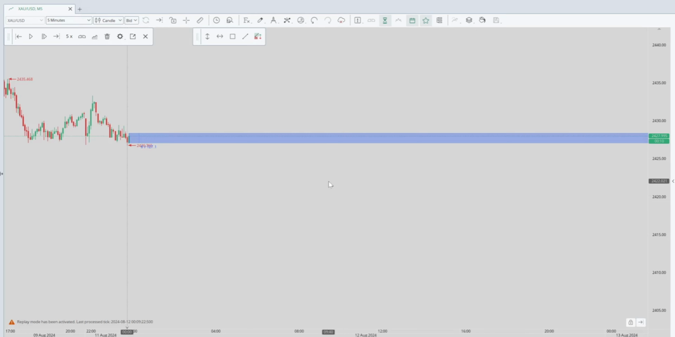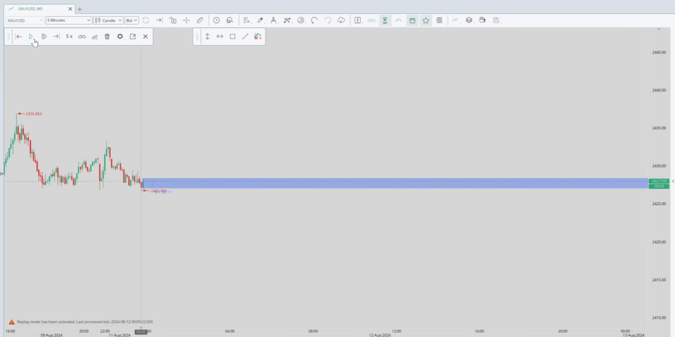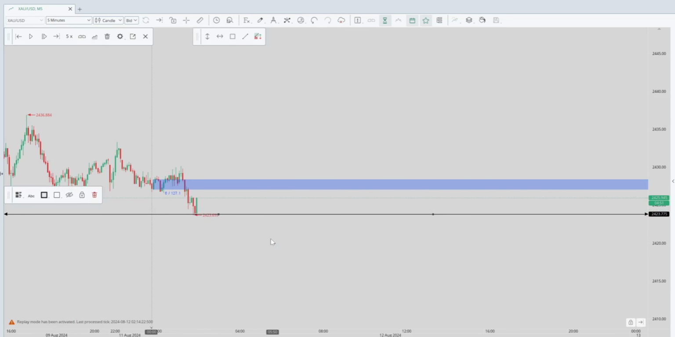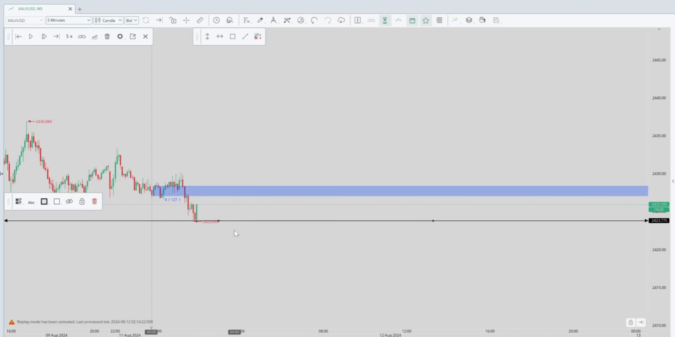So let's see what happens. Now we can see that price has wicked to the downside, right? So this is our last low. Let's mark it down. Now when price takes out this low, that's our break of structure. We enter into the trade. Simple as that. Until we see a change of character, right? So let's see.